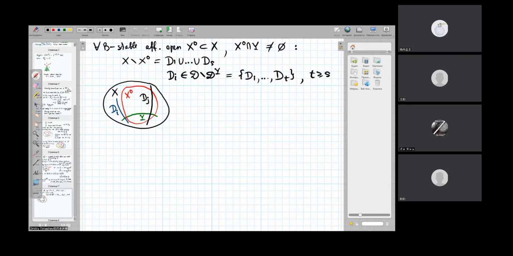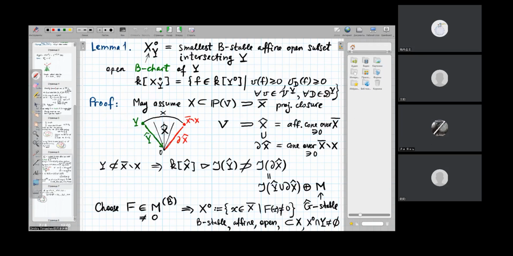Now we want to show that removing these colors will give us an affine open subset. But I see that my time is over, and we require that X_y0 is affine. I don't think the theorem tells us that X_y0 is affine. We have to prove it. So we have to prove that X_y0 is affine.